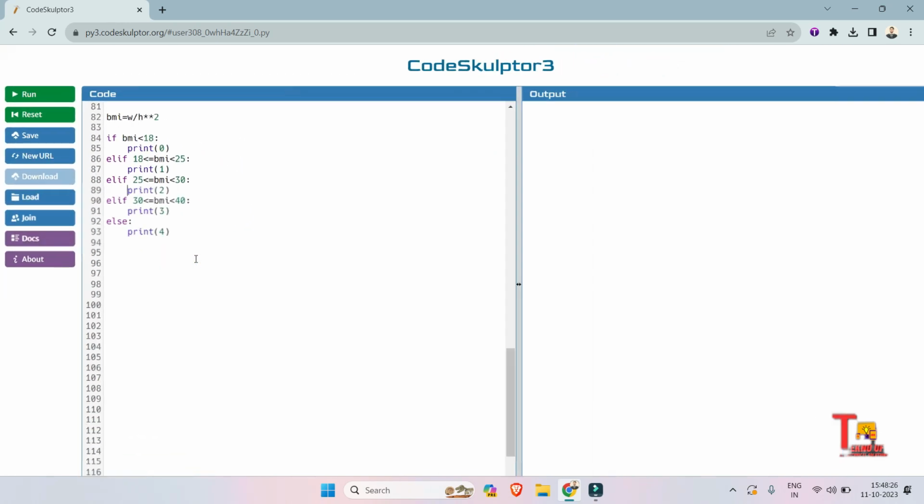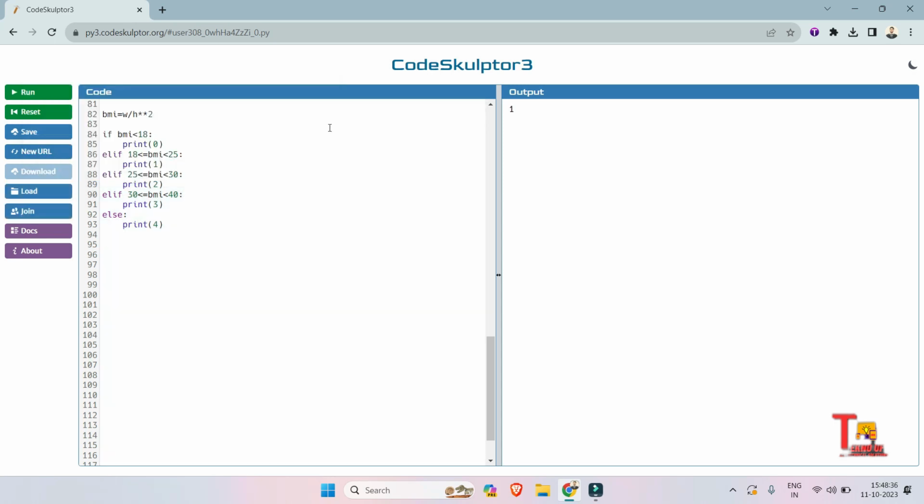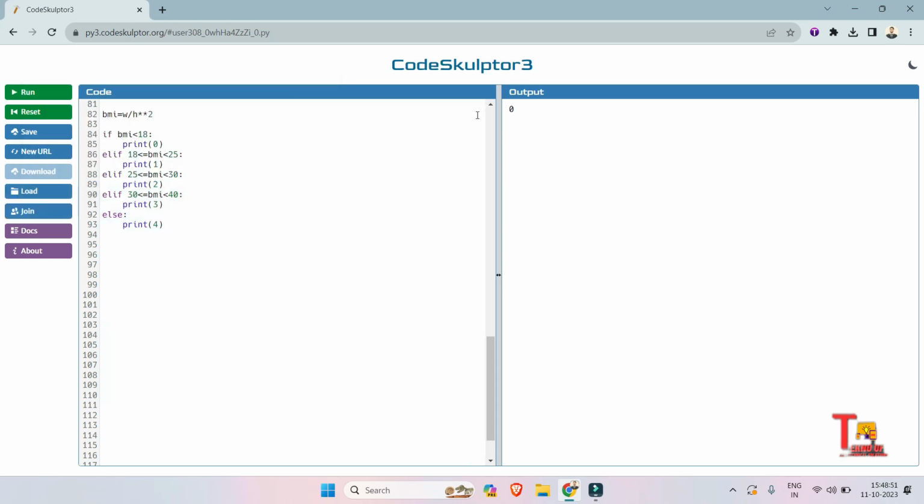Okay, let's see what is the output. So for me, my weight is 60 and height is 1.8 meters, so I am in the category 1. That means my BMI lies between 18 to 25. And let's say for you, your weight is 65 and your height is 2 meters, right? So you belongs to the category 0, right? So this is not good, right?